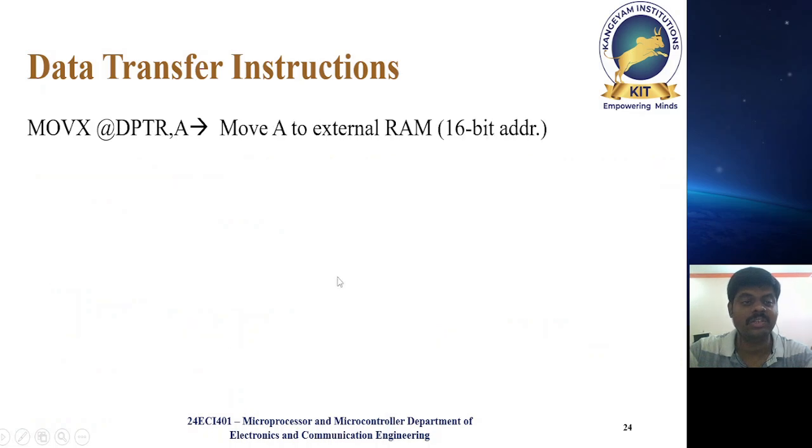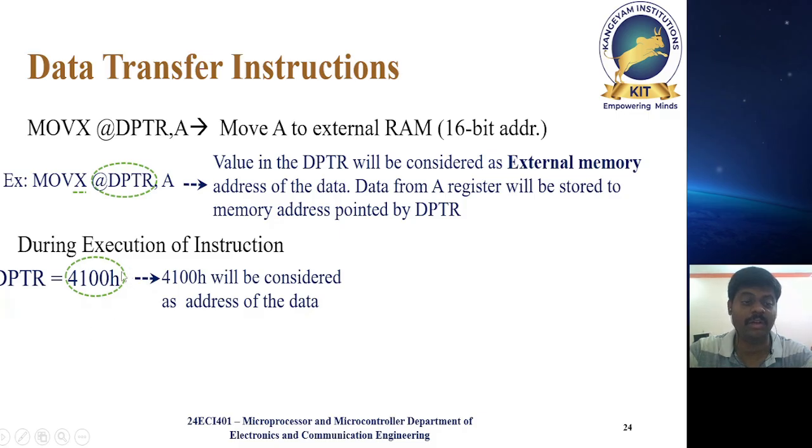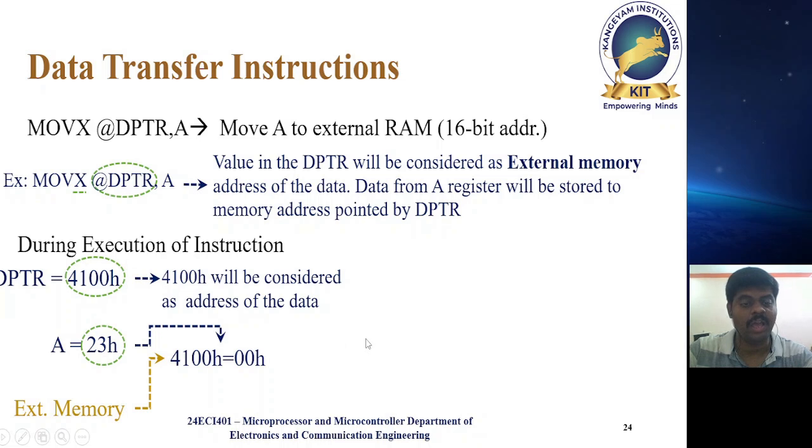Next instruction is the same as the previous instruction, the only difference is that here we are going to deal with DPTR. DPTR always provides you a 16-bit address. So data will be stored to the external memory location with a 16-bit memory address, that is pointed by DPTR. This is the 16-bit memory address where the data should be stored from the A register. This is what happens, same as the previous instructions. So the value will be moved to 4100, and 4100 is pointed by the DPTR register. That is what we are dealing with here.